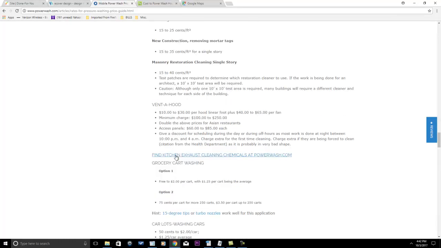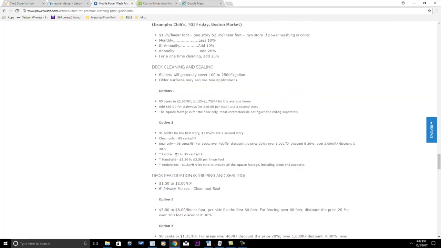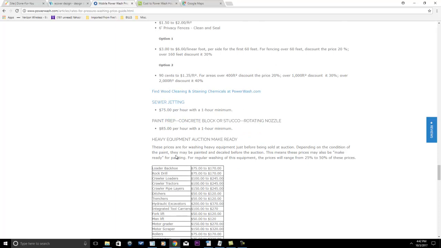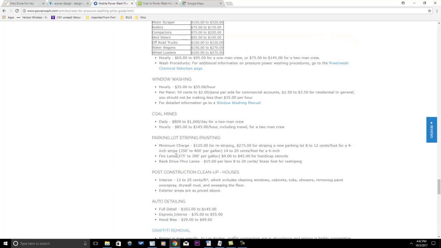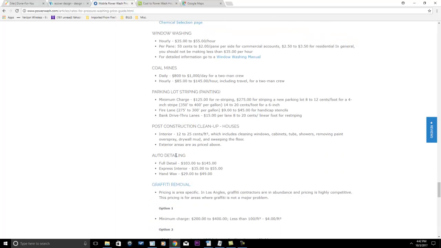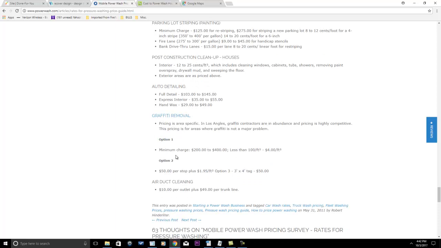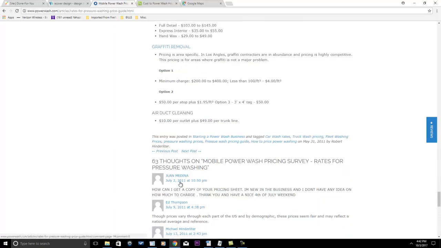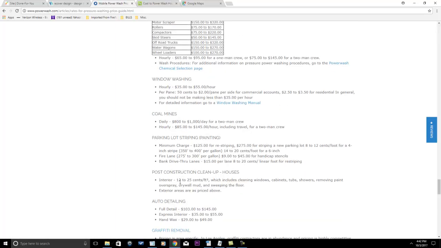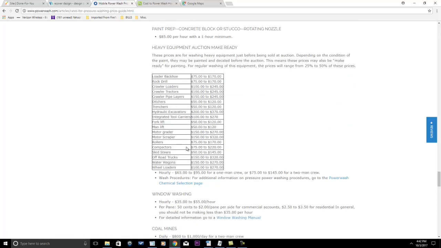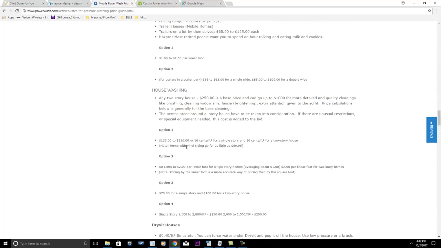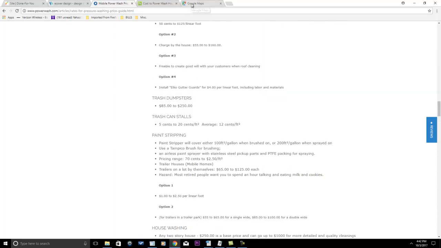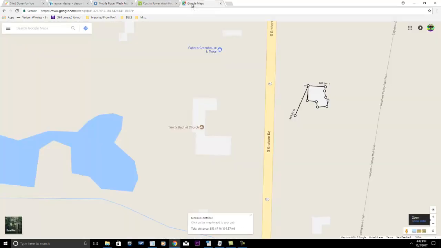All the way down, it'll give you ideas of other services you may not be thinking to offer. So yeah, let's check this one out. Coal mines. I don't know of any coal mines in my area, but graffiti removal, air duct cleaning. I don't know if you'd use a power washer to clean air ducts, but maybe on the outside. Anyways, that's a cool resource. And now let's look at the next one.